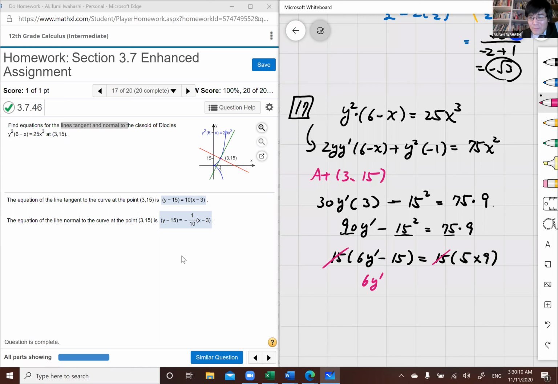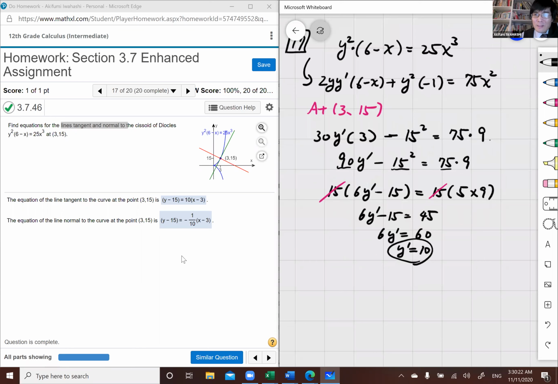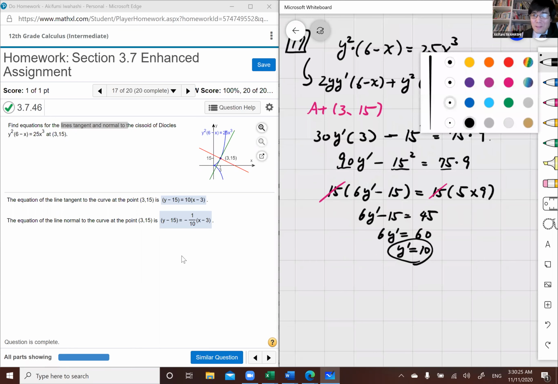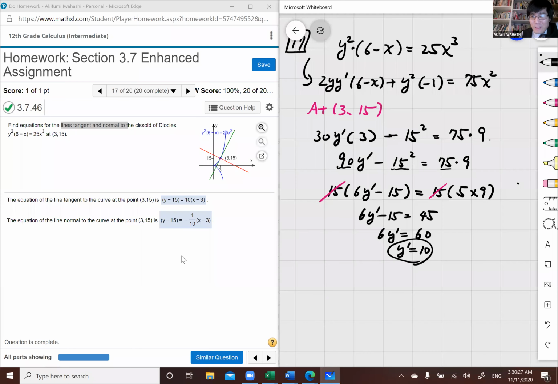6y dash minus 15 is equal to 45. So 6y dash is equal to 60 and y dash is equal to 10. Okay, so that's the slope of the curve at the given point, and it's the slope of the tangent line as well. Now, once you have the point of tangency and the slope of the tangent line, you have the solution. Okay, so the solution is actually here.